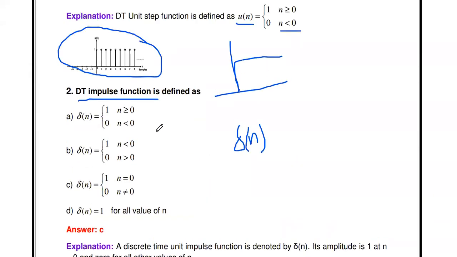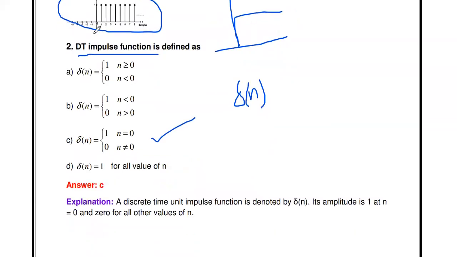So here, the correct one is C. Delta of n is equal to 1 for n equal to 0, and delta of n is 0 for n not equal to 0. This is called the discrete unit impulse function. This impulse function is otherwise called the delta function, unit sample function, and so on.